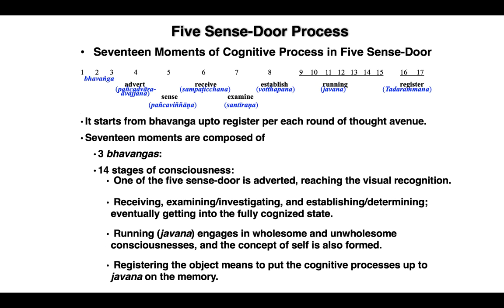So Abhidhamma elucidates the cognitive process in the five sense door, which is composed of 17 movements per each round of a thought avenue. So one thought, that very short, brief moment of one thought, is composed of 17 movements, and each movement is an infinitesimal unit. The 17 movements are subcategorized into 3 bhavangas and 14 stages of consciousness.